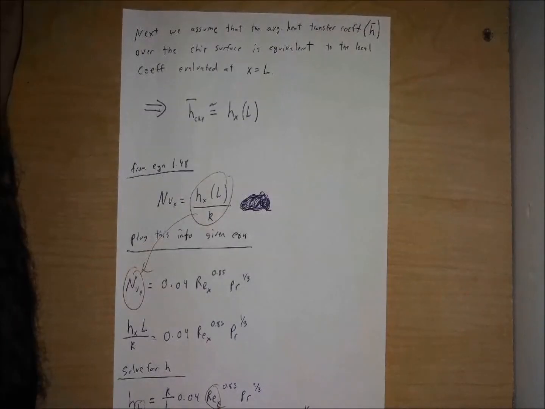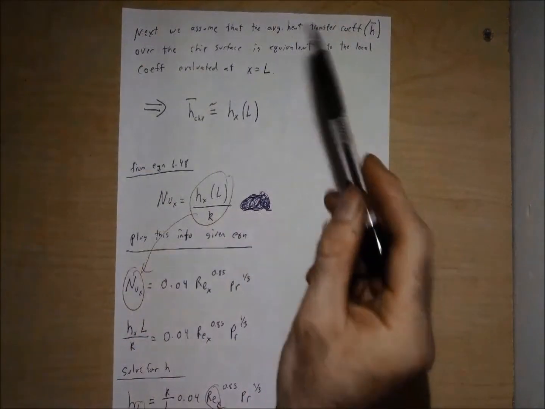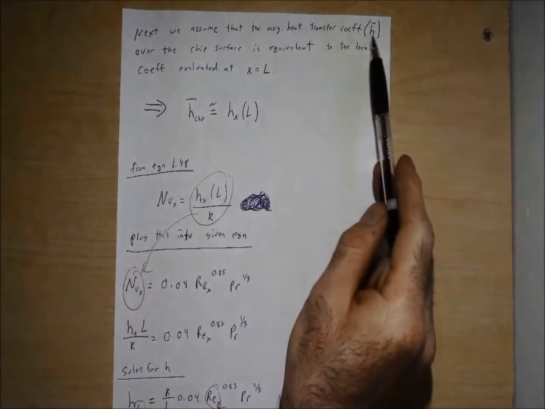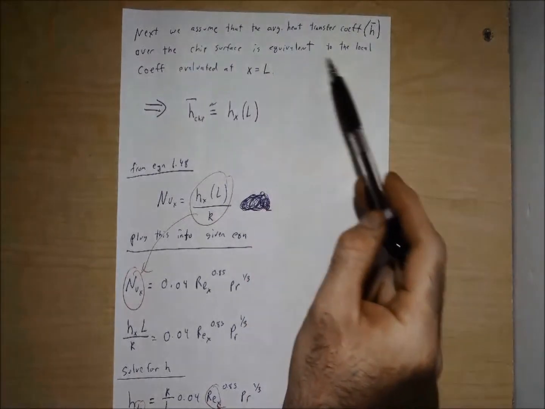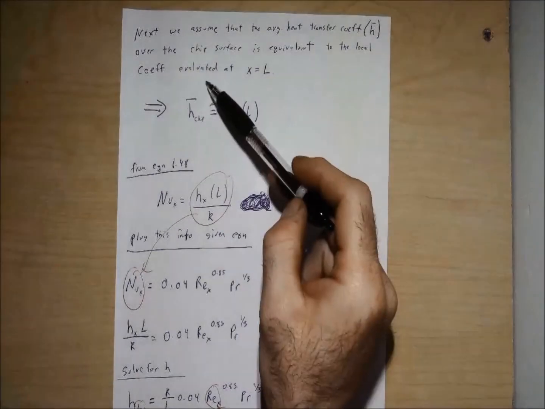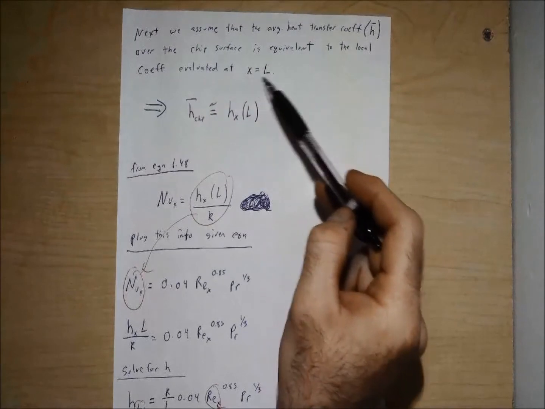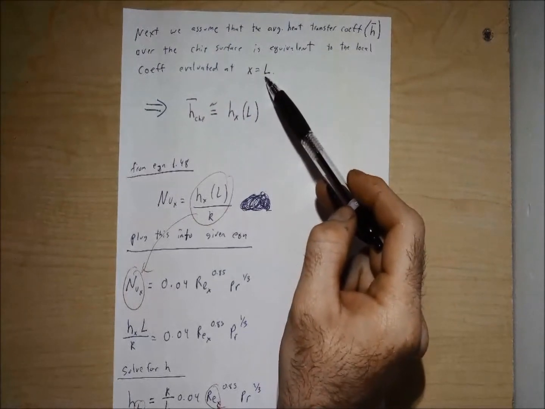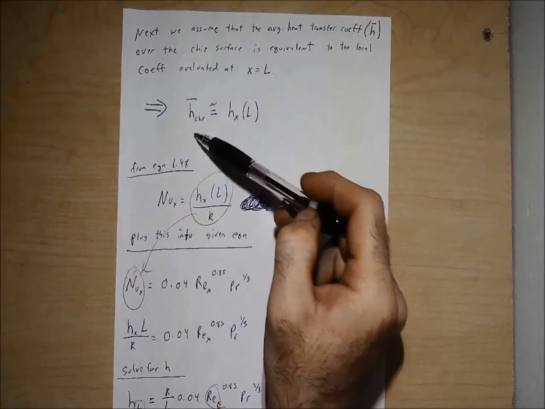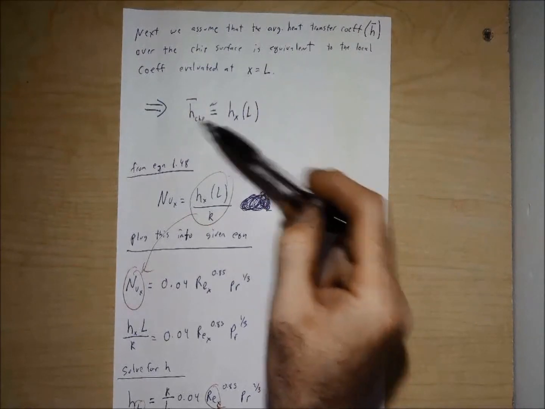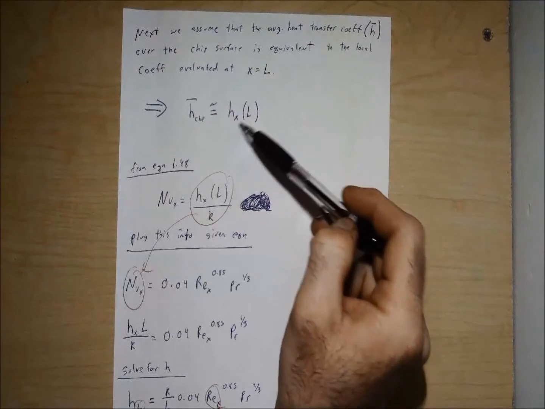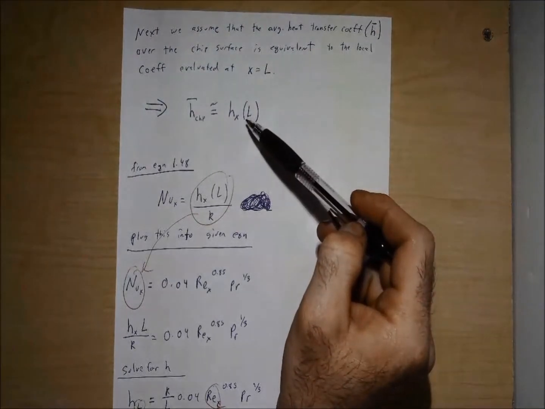So the next part of our solution, we need to assume that this average heat transfer coefficient, our h bar here from our previous equation, over the chip surface is equivalent to the local coefficient evaluated at x equal to L, at the location of that chip from the leading edge. So we have the equation that our average heat transfer coefficient h of our chip is approximately equal to h sub x at location L.